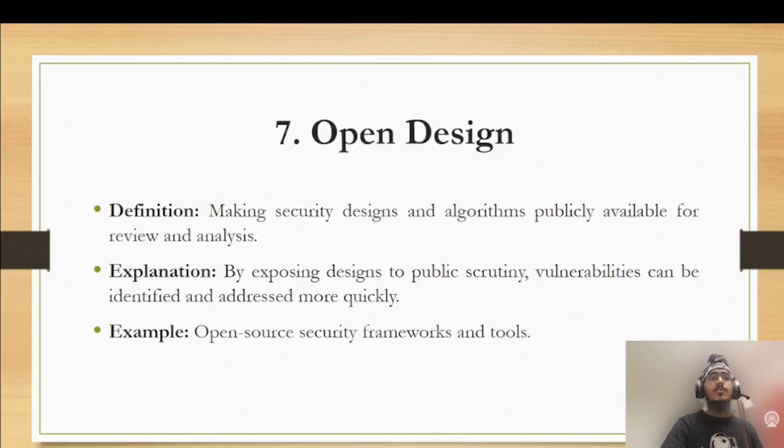So when it comes to security design, transparency can be a strength. This leads us to open design, which tells us to make security designs and algorithms publicly available for review and analysis. By making security designs and algorithms publicly accessible, we invite the broader community to help identify and address vulnerabilities. Open source frameworks are a great example. By allowing public scrutiny, we improve our security faster than we could on our own.